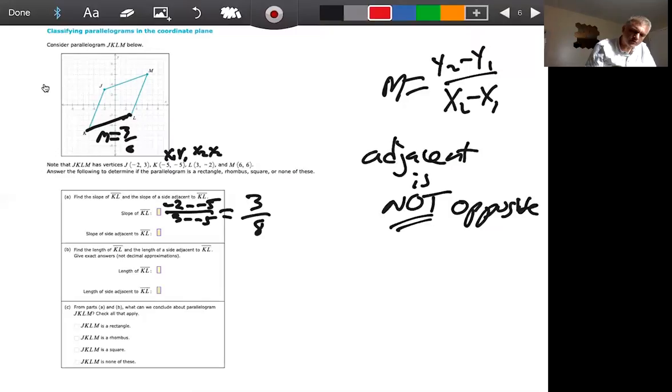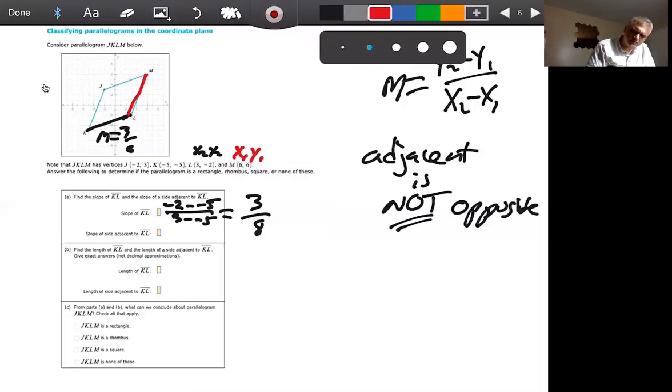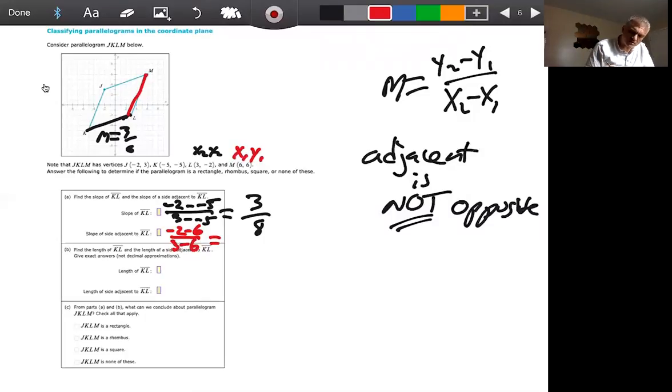We already did KL. Let's do ML. We could rise and run, or we could do the slope formula. Let's do the slope formula. For ML, we're going to use L, and let's call M x1, y1. We're going to forget this guy because we've already used him. Let's erase him. So y2 minus y1 is -2 minus 6 over x2 minus x1, which is 3 minus 6. -2 minus 6 is -8. 3 minus 6 is -3.